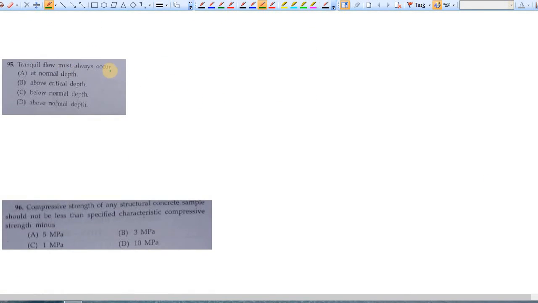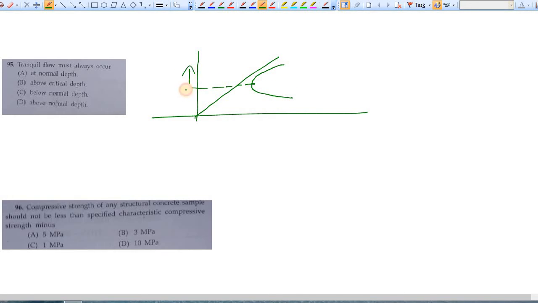Tranquil flow must always occur. Again, this is a question from open channel flow, and you know the tranquil flow occurs at a depth more than, let's say this is the normal depth y normal and this is the critical depth yc, and this is the tranquil zone. That means if the normal depth is more than critical depth, so above critical depth.